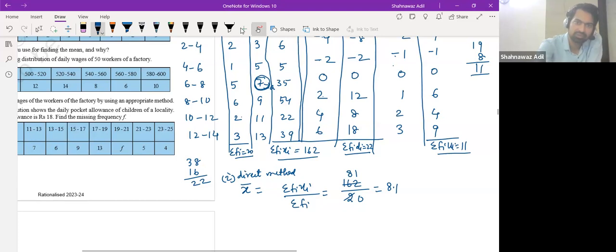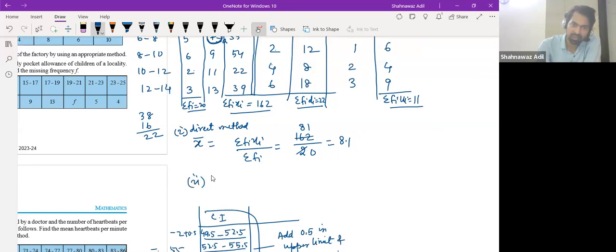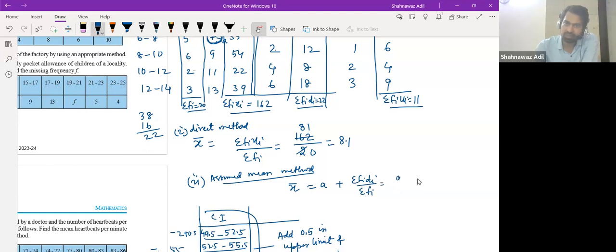Right, everyone? Yes, sir. And then we have to use the assumed mean method. Then we will have x bar is a plus summation fi di divided by summation fi. This is a plus, a is 7, right? 7 plus 22 divided by 20. So 7 plus 1.1, which is 8.1. So we can see that the answer is 8.1.